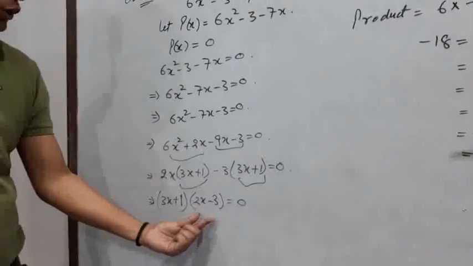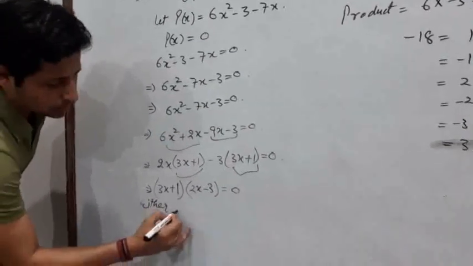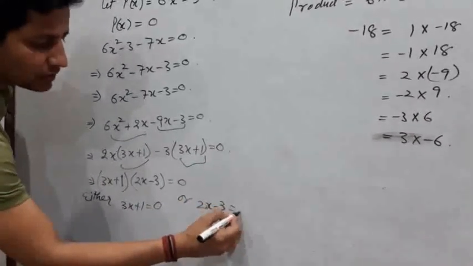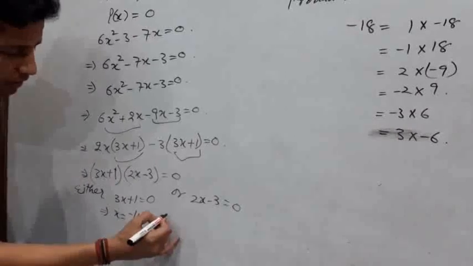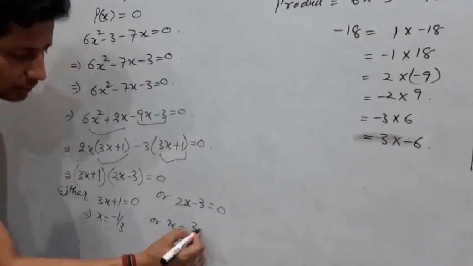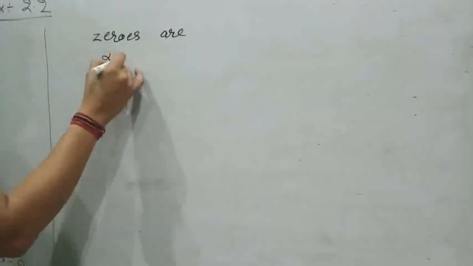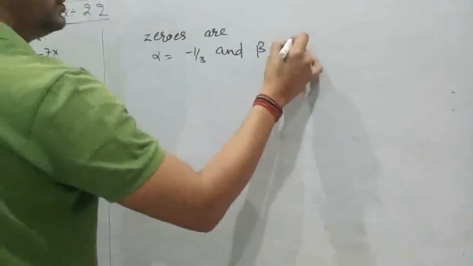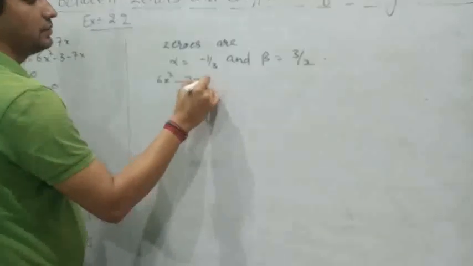Since the product of two numbers is 0, either 3x plus 1 is equal to 0 or 2x minus 3 is equal to 0. By transposing, we get x is equal to minus 1 by 3 or x is equal to 3 by 2. Zeros are alpha is equal to minus 1 by 3 and beta is equal to 3 by 2. Our polynomial is 6x² minus 7x minus 3.